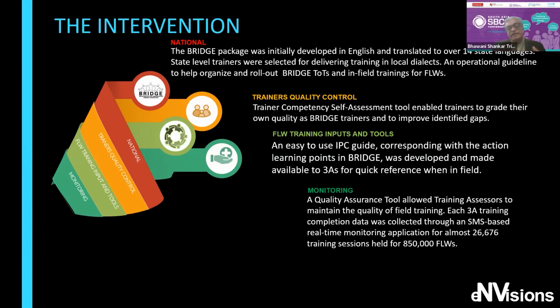The fourth was the monitoring, because once the training happens, once the practice of behavior change initiatives, community engagement processes and interpersonal communication starts happening outside, they are then monitored, and a quality assurance tool was designed to assess the quality of the training completion. The data was then collected. The real-time data was collected through an SMS-based monitoring application for more than, I think, 26,000 training sessions that were held.